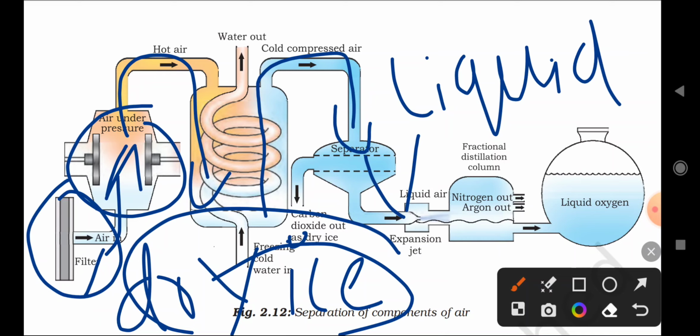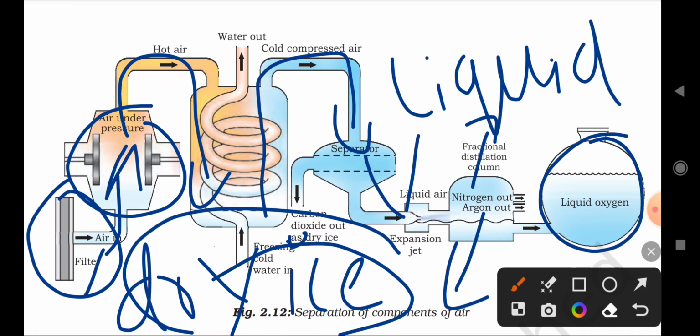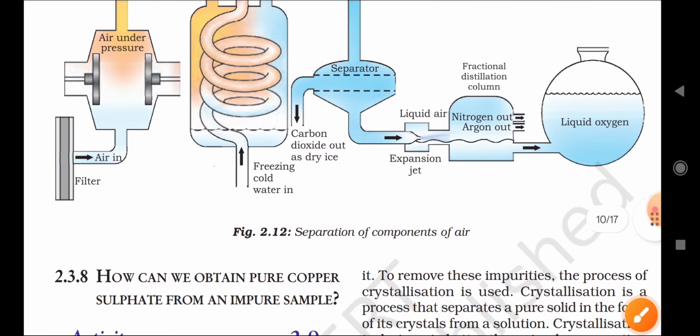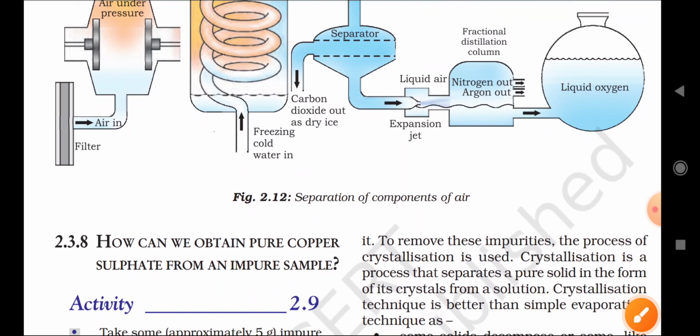Then, passing to the expansion jet, the different gases are separated according to their boiling points. First nitrogen will be removed and argon will be removed in different sections. They are not mixed with each other; they are carried out separately by the method, and after that we will get liquid oxygen. So this is called separation of components of air.